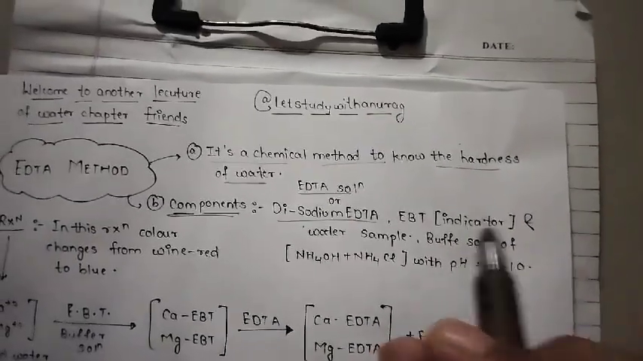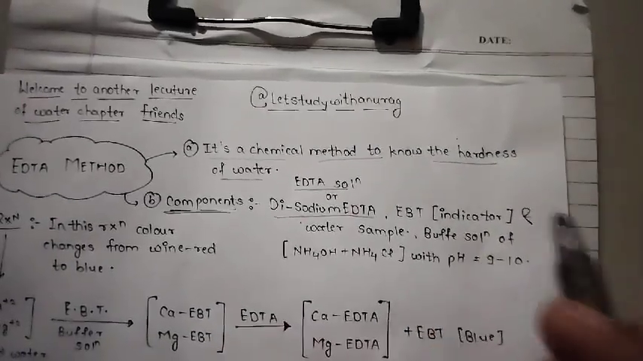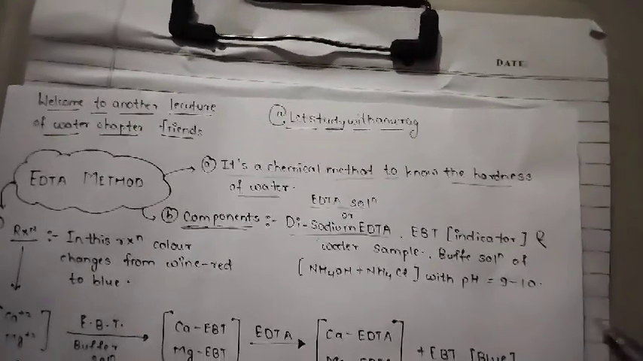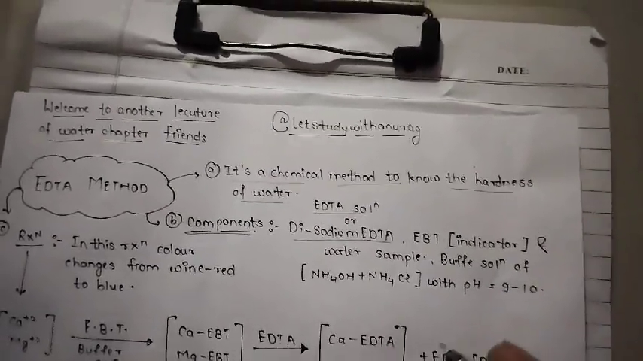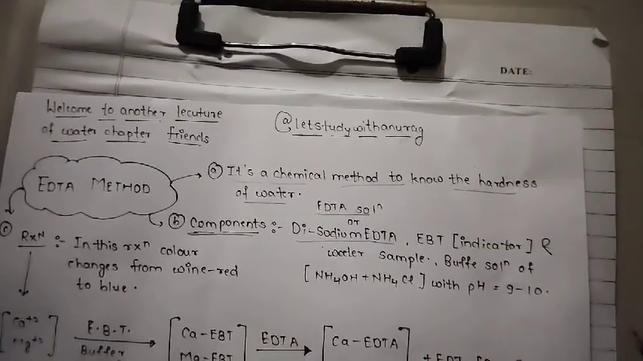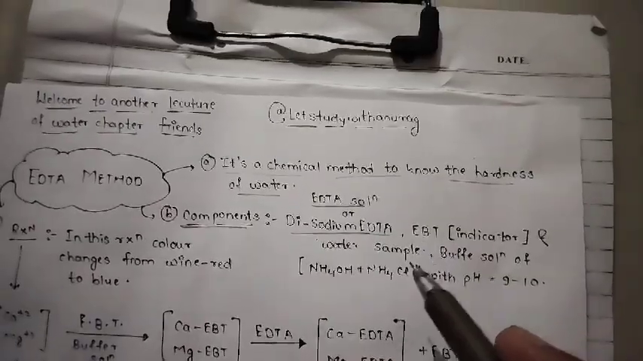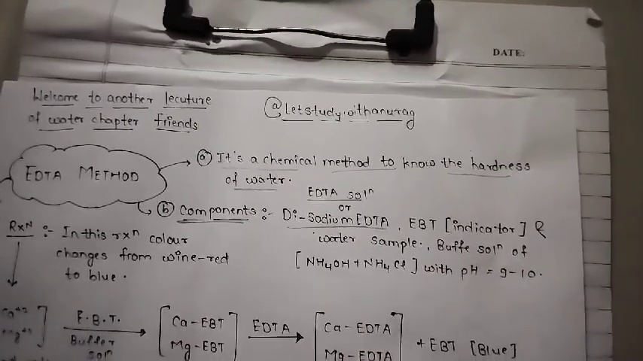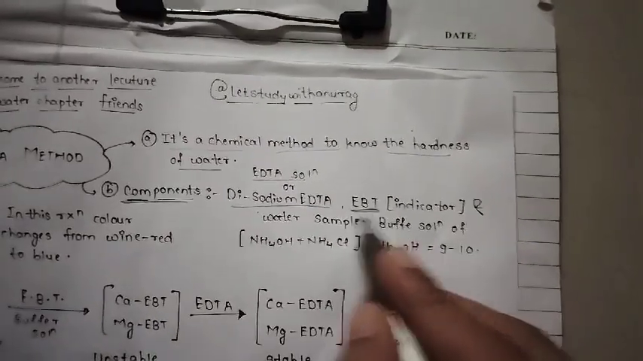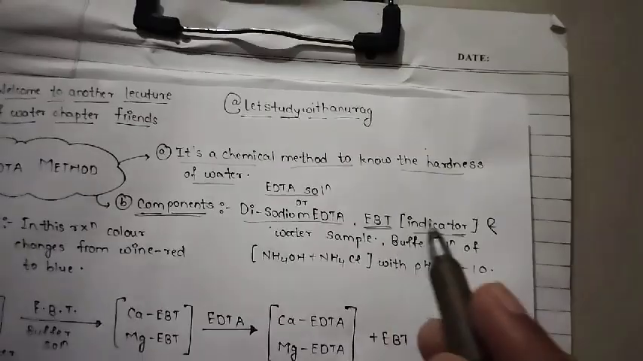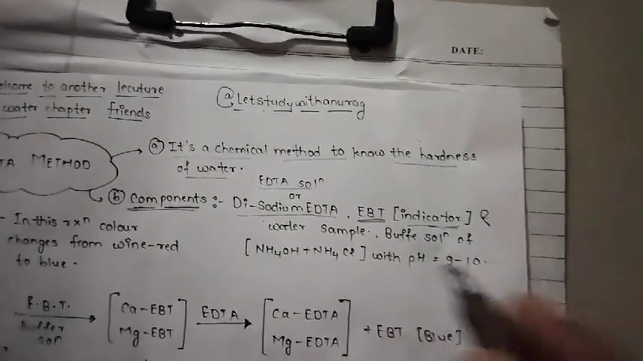Guys, first of all, you have to write the full form of EDTA, or you can draw the structure of EDTA also. EDTA stands for ethylene diamine tetraacetate. I hope that you understand the full form of EDTA. After that, EBT. EBT is the metal indicator. It has a blue color. Its full form is Eriochrome Black T.